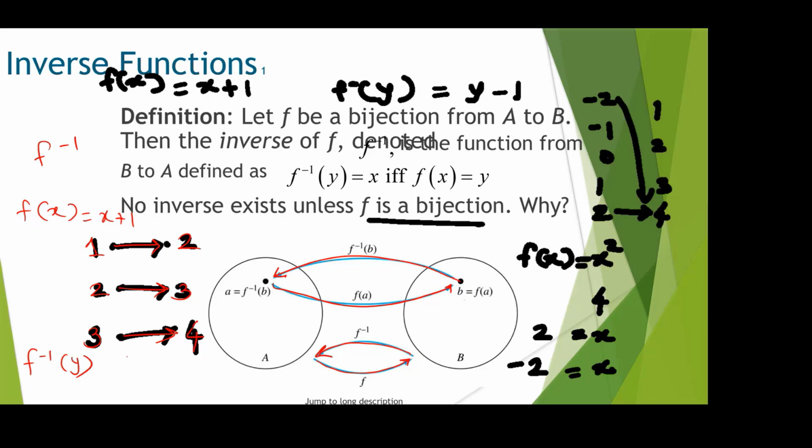Yes, y minus 1. Right? If I go from left to right, I need to add 1. So if I want to come from right to left, I want to subtract 1. If I do that, now 2 will give me 1, 3 will give me 2, and 4 will give me 3. So that is also one way of looking at inverse.